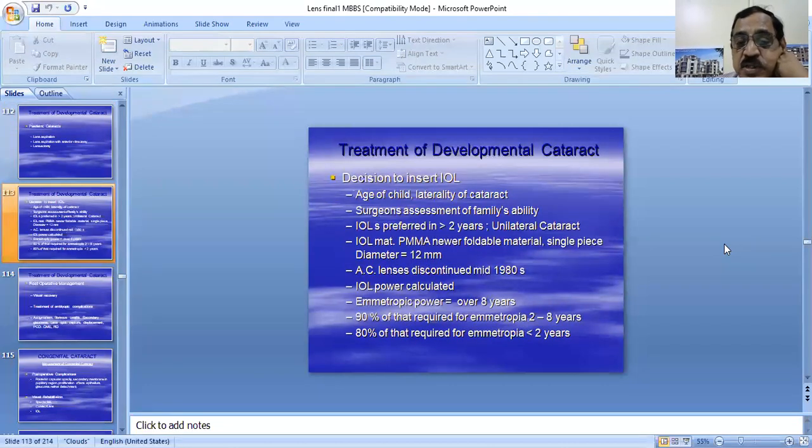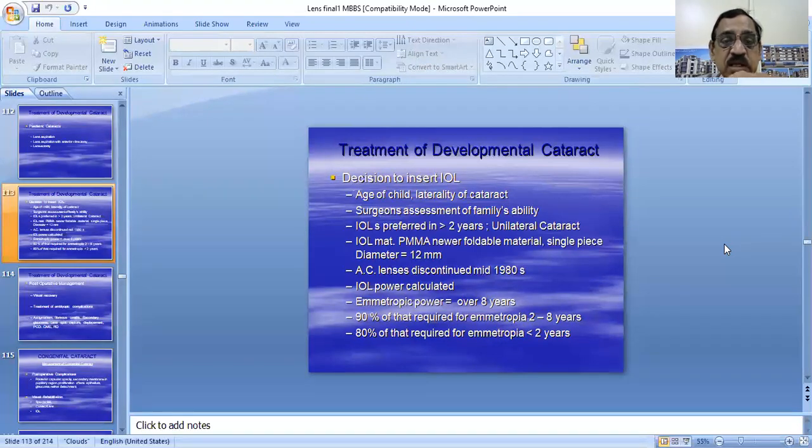So these are the 3 procedures normally described in the textbooks. So the decision to insert an IOL all depends on the age of the child and also the laterality of the cataract, whether it's unilateral or bilateral cataracts. And surgeon's assessment of family's ability to look after the child in the immediate post-operative period, and also their ability to take care of the child from going amblyopic. IOL is preferred when the child is more than 2 years, and especially unilateral cataracts or even bilateral cataracts.